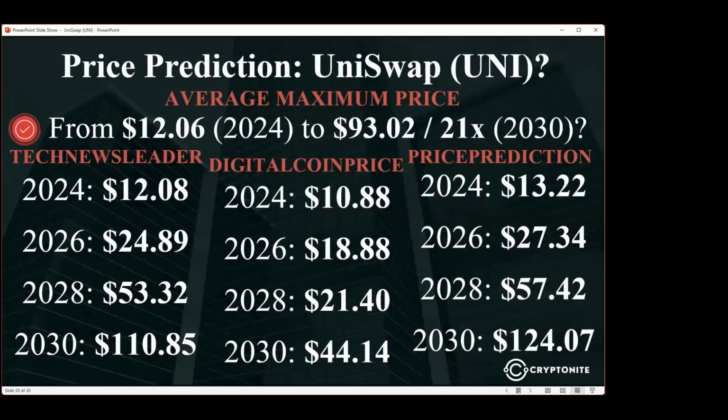Thank you, Boris. What about the price prediction? Where do you see Uniswap in about 7 years or so? So currently it's sitting around the $4.50 mark, roughly. But by next year, it could go to $12 on average, which is pretty much a 3x from here. Then it could go up to $25 by 2026, $50 roughly by 2028, and close to $100 by 2030, which is a 21x.